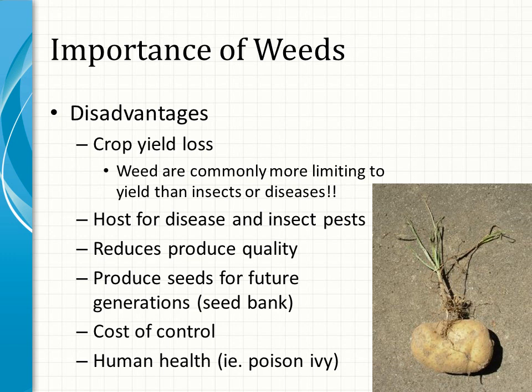Also, there's a cost associated with controlling weeds. That's a disadvantage. That's an additional input we have to put into the growing system. And then lastly, human health. So things such as poison ivy are an obvious one, but other weeds such as ragweed that gives off pollen and has influences for those that have allergies also have negative impacts on human health.